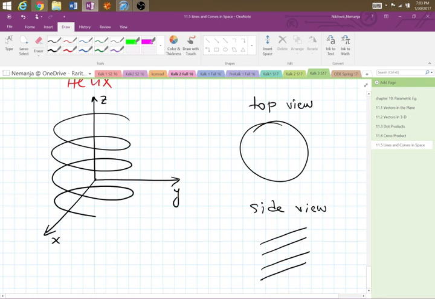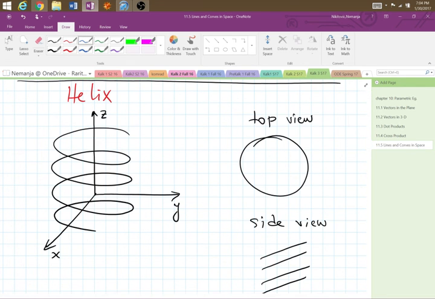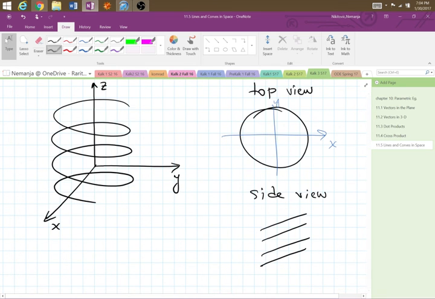So we see that from the top view, which is obviously projected onto the xy plane, which is the floor, has a circle on it, and we know from chapter 10 the parametric equations for the circle, which are what? Let's say that this stretches out to, I don't know, 3. What are the parametric equations for a circle?